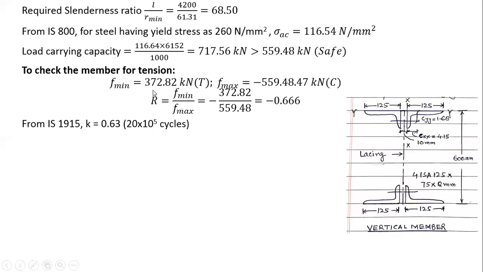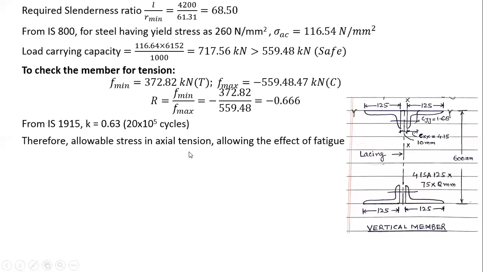But when there is tension and compression, so alternating stress is there, then I have to go for more number of cycles. So this value K comes out to be 0.63 from the table. And mind it, you have to take R with the negative sign here. Therefore, the allowable stress in tension along with the effect of fatigue will be how much? This is my K factor, this is 0.6, and Fy is 260. So this is 98.28 MPa.